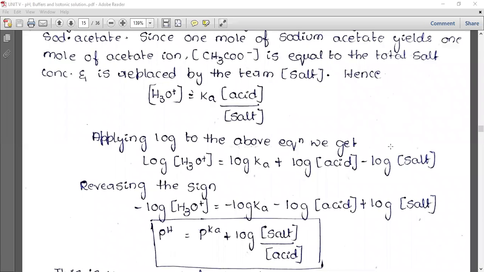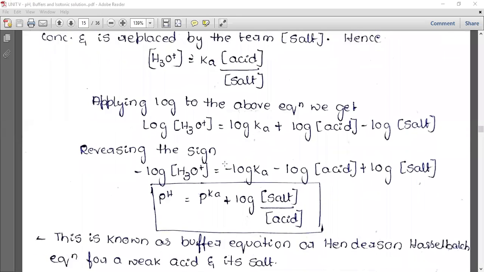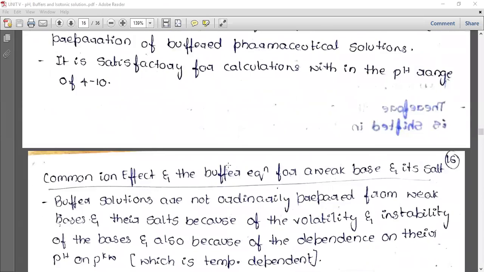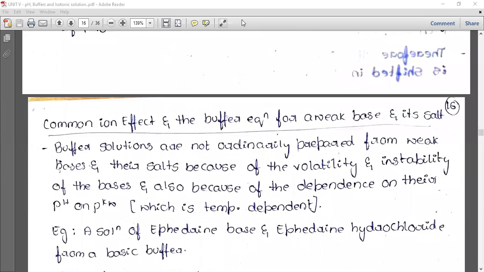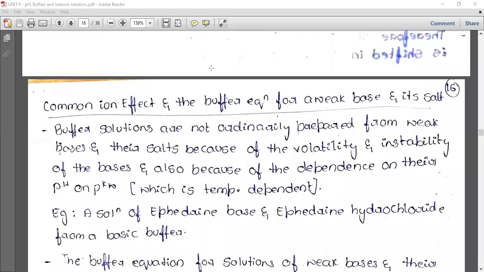So this was the buffer equation, or Henderson and Hasselbalch equation, for a weak acid and its salt. I assume that you have understood, so I'll move ahead. Similarly, common ion effect, that is the Henderson and Hasselbalch equation for a weak base and its salt. So till now we considered a weak acid and its salt. Moving on to next, weak base and its salt.